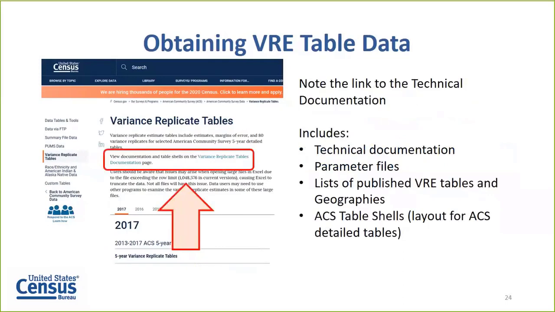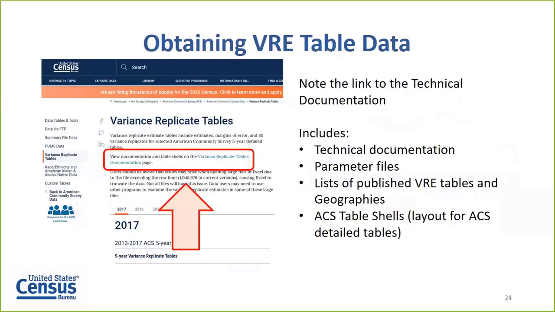Before I show you how to access the data, I would like to point out that you can also access the VRE technical documentation page by clicking on the link circled in red. This includes the technical documentation, which goes into how to calculate the margin of error in greater depth. In addition, there are a number of other useful things on the technical documentation page. There are parameter files needed to calculate the margin of error for estimates, which are 0, a list of detailed tables and geographies that are published for the VRE tables, and a link to the ACS table shells.